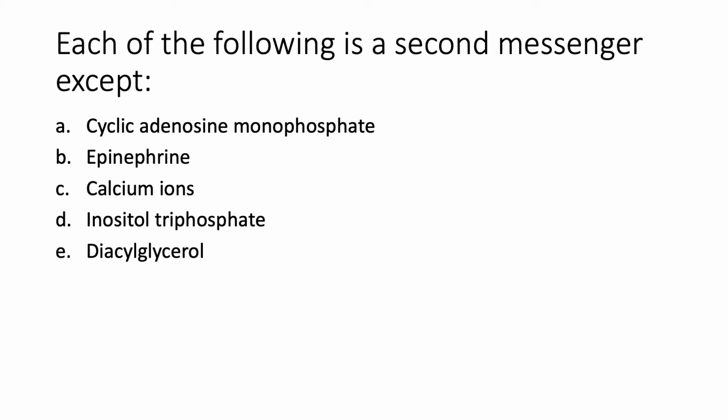The next question is, each of the following is a second messenger except A. Cyclic adenosine monophosphate, B. Epinephrine, C. Calcium ions, D. Inositol triphosphate, or E. Diacylglycerol.